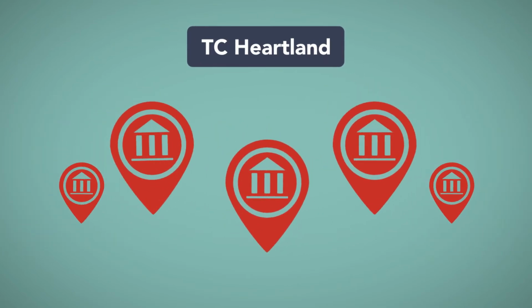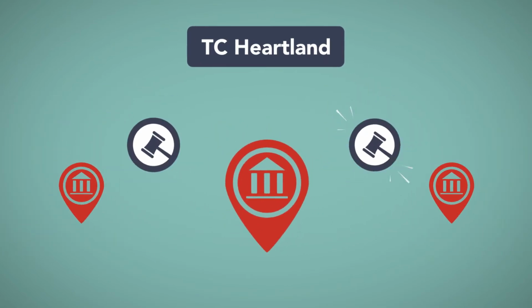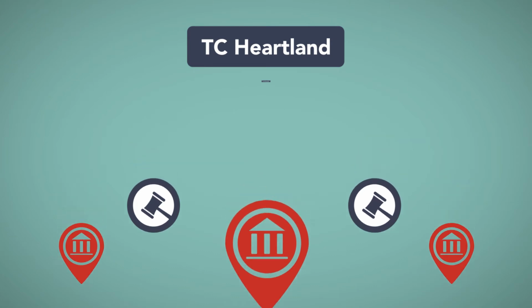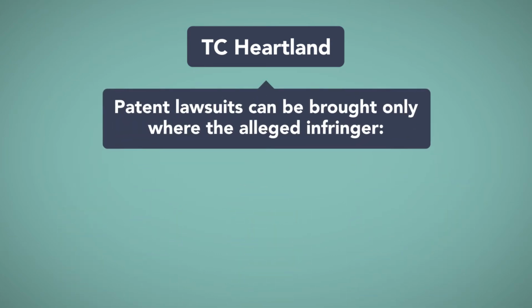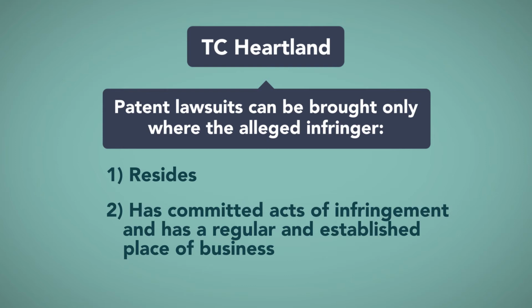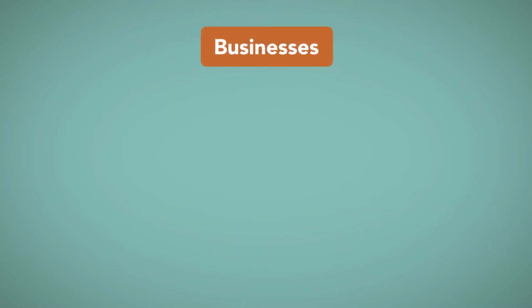In T.C. Heartland, the Supreme Court significantly narrowed the venue options, ruling that patent lawsuits can be brought only where the alleged infringer 1. Resides, or 2. Has committed acts of infringement and has a regular and established place of business. Businesses are deemed to reside only in their states of incorporation.